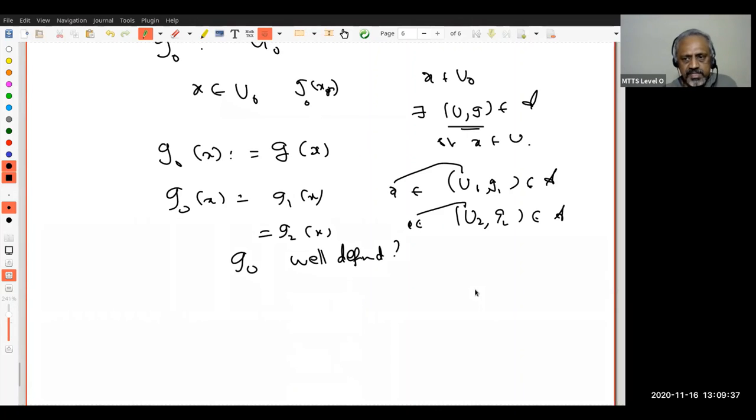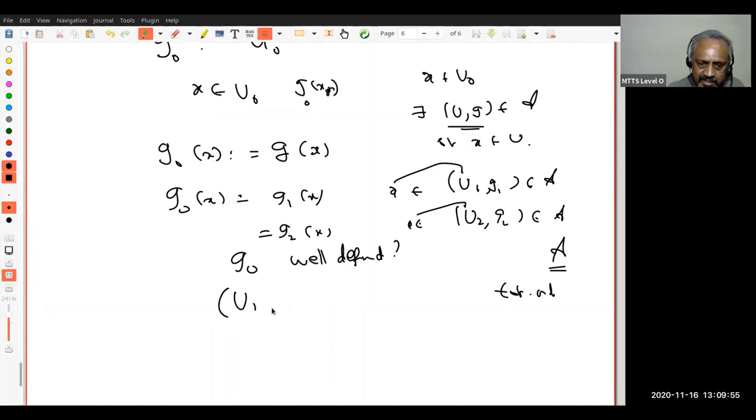Okay, that is very easy. Now let's look at u1, g1 and u2, g2. Where are they? They are in script A. What do I know about script A? It is a chain that is totally ordered. Therefore, one of them is less than or equal to the other. Therefore, without loss of generality, let me assume u1 g1 is less than or equal to u2 g2. You understand? That's where we are using the totally ordered set.